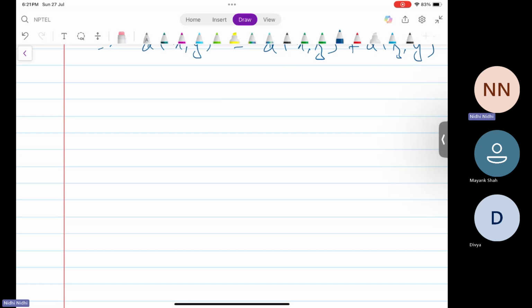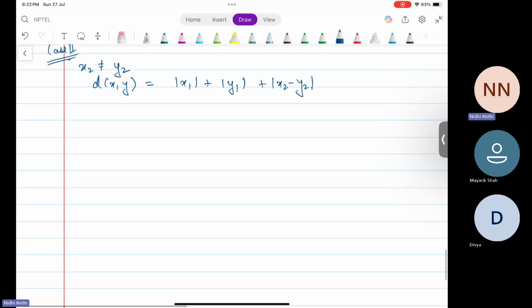It will be better if you write it all yourself and see how these cases and subcases are dealt with. So y2 not equal to x2. In this case, dxy is equal to mod x1 plus mod y1 plus mod x2 minus y2. Here we will have three subcases.